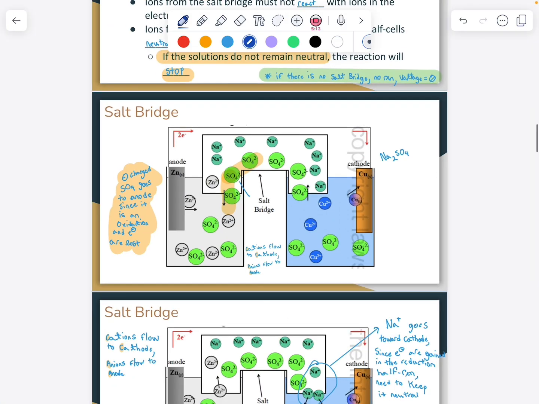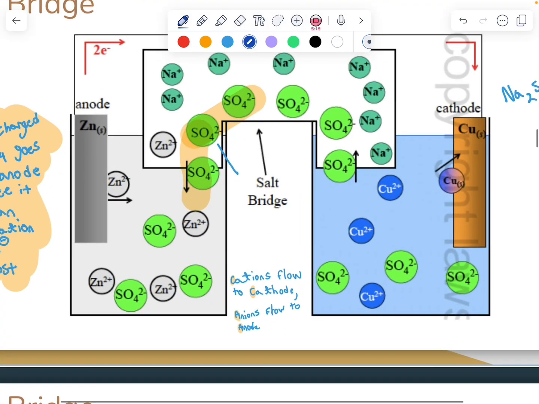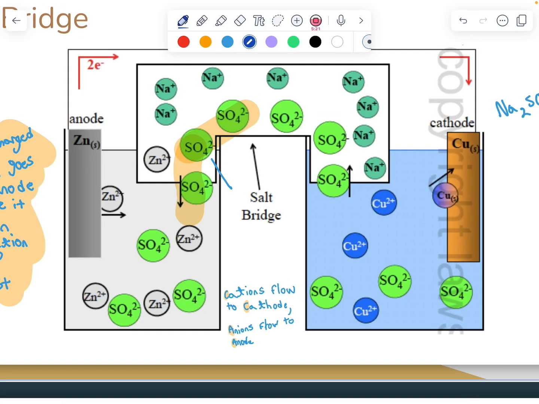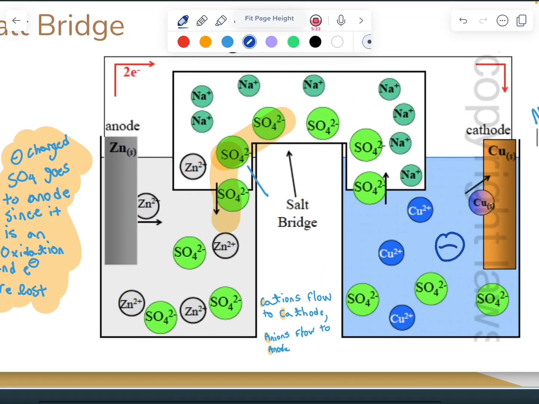So yeah, this graphic is just showing a molecular view of the salt bridge. You can see the sulfate leaving the negative reduction side where it is getting more negative. You can see it leaving to the anode because it's attracted to the positive side, and then same thing with the sodium.